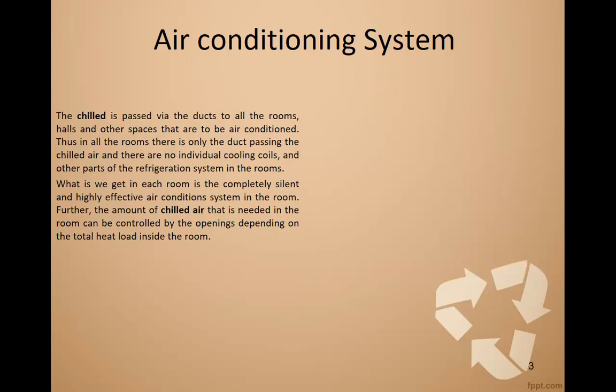So the chilled air is passed by the duct to all the rooms. The air is what gets cooled. Rooms, halls, and other spaces that are to be air conditioned. Thus, in all the rooms, there is only one duct passing the chilled air, and there are no individual cooling coils and other parts of the refrigeration system in the rooms.